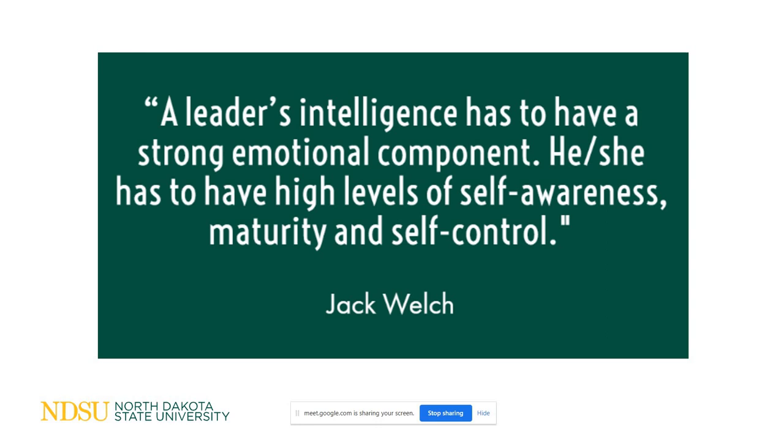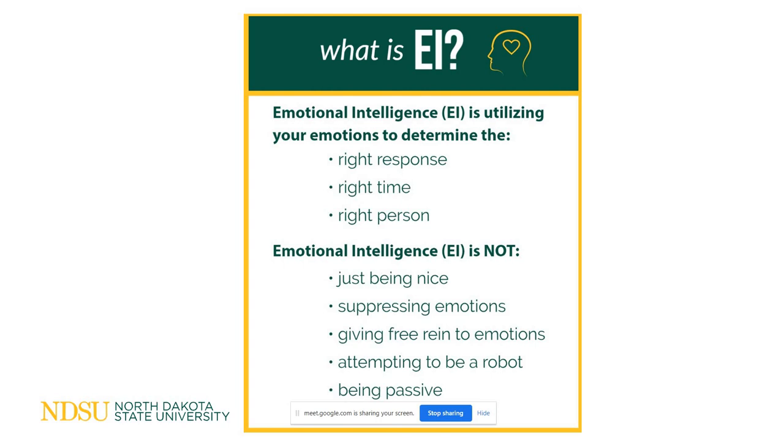Okay, leaders should be able to control their anger. They are able to manage their anger and emotions so that they can manage the other person. What is emotional intelligence? It is utilizing your emotion to determine the right response, right time, right person. You should be able to use your emotions to determine the right response. You should act according to the right time and the right person to whom you are talking, that is also important.